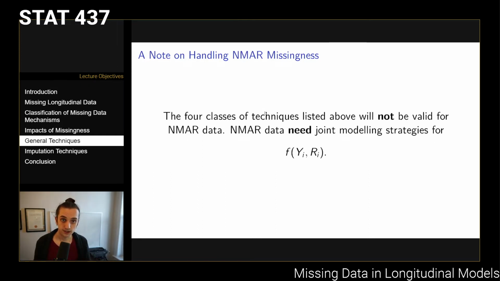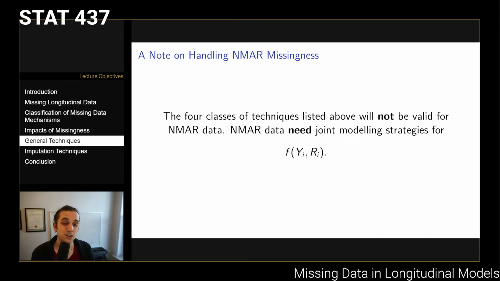Now, for handling not missing at random data, we're not going to talk about that at all for the rest of this class. And the general reason is that you need to model jointly the distribution of yi and ri, right? So you need to model the missingness alongside the observations. If you're not doing a model for yi, ri jointly, then you're not going to be able to handle this not missing at random data, right?